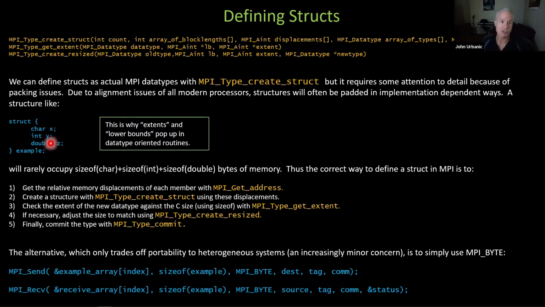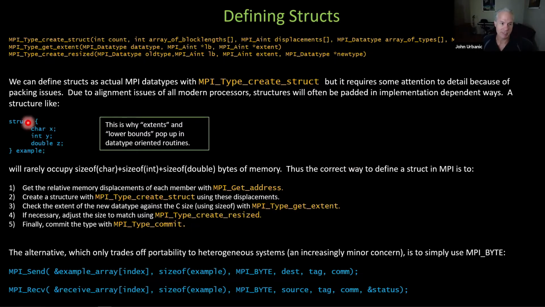And so that's just an issue, again, as a serial programmer, you should probably be cognizant of. However, in MPI, we can deal with it in a very portable way, because MPI will find out the extent of our data types for us.